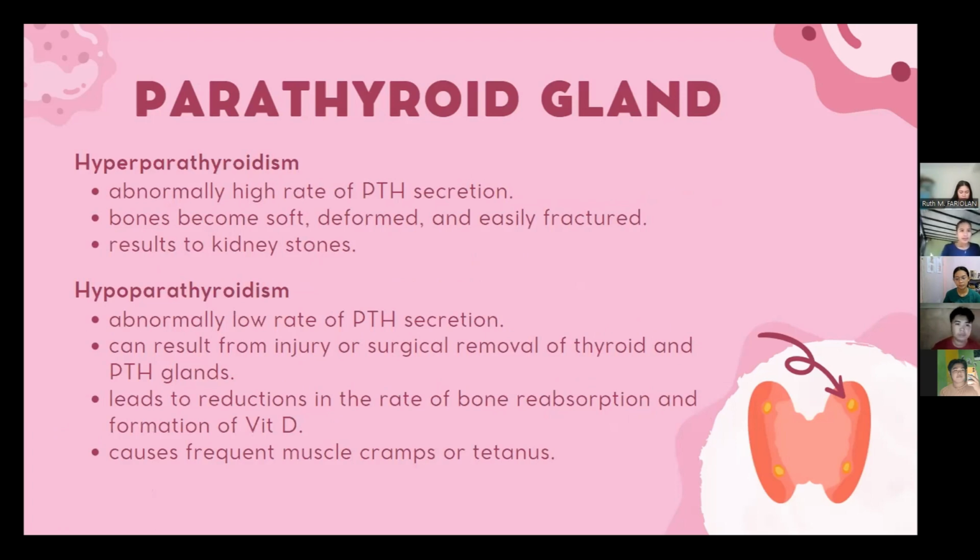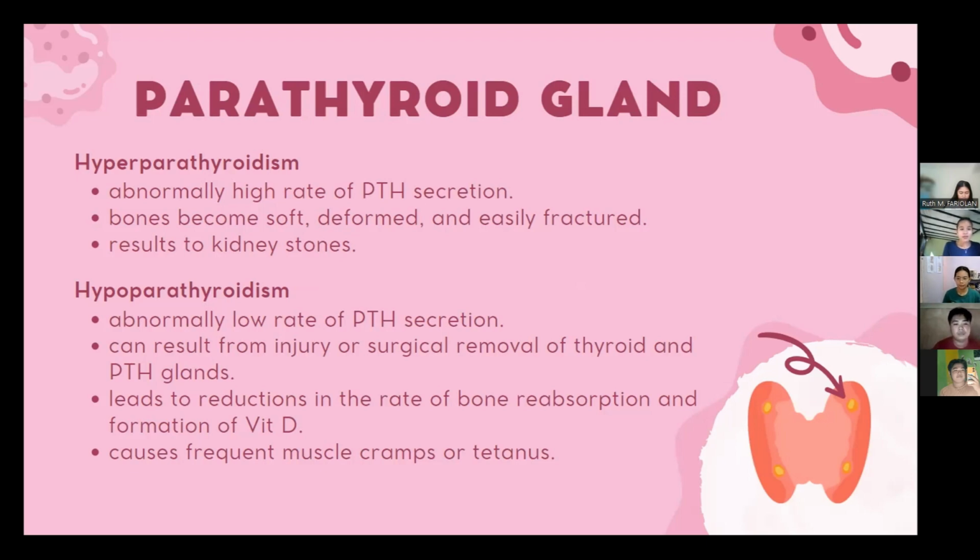Hyperparathyroidism is an abnormally high rate of parathyroid hormone secretion. The bones become soft, deformed, and easily fractured. It results in kidney stones. One cause is a tumor in a parathyroid gland. The elevated blood levels of PTH increase bone resorption, which elevates blood calcium levels.